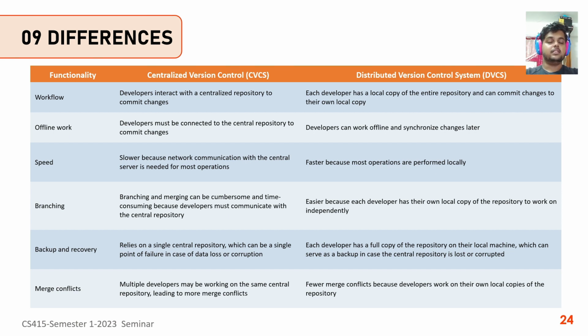Backup and recovery: the centralized version control system relies on a single central repository, which can be a single point of failure in case of data loss or corruption, whereas in a distributed version control system, since each developer has a full copy of the repository on their own local system, this serves as a backup in case the central repository is lost or corrupted. Merge conflicts: multiple developers can be working on the same central repository, leading to more merge conflicts in a centralized version control system. And there are fewer merge conflicts between developers working on their own local copies of the repository for a distributed system.